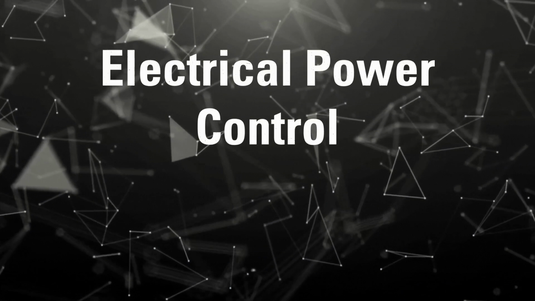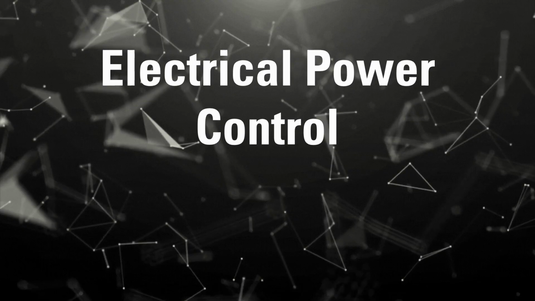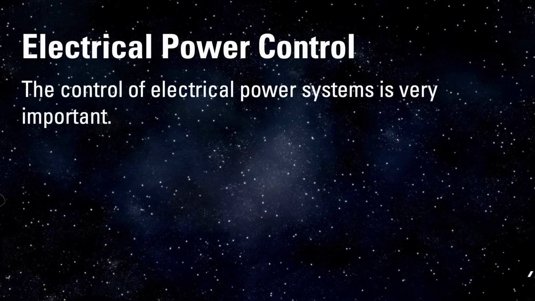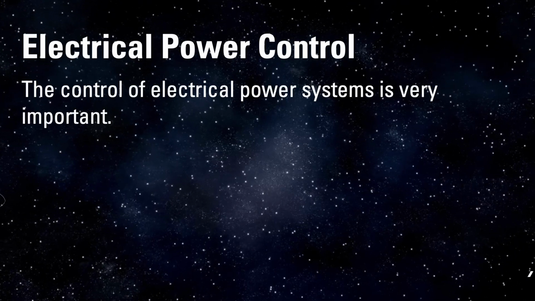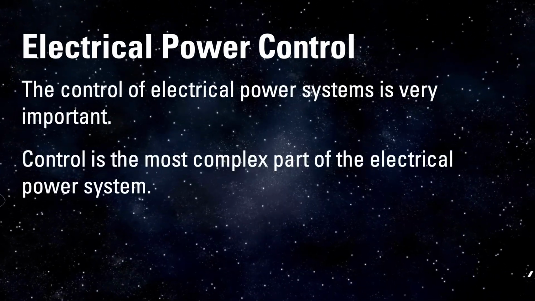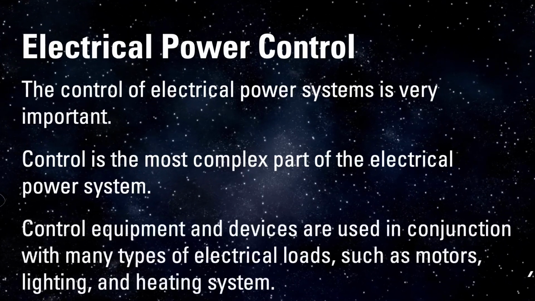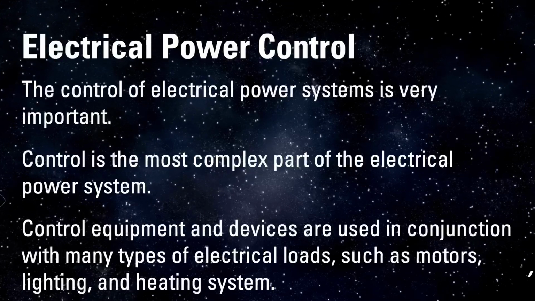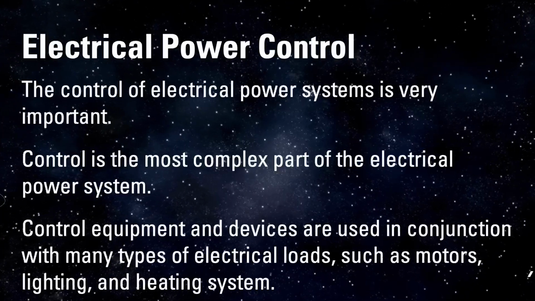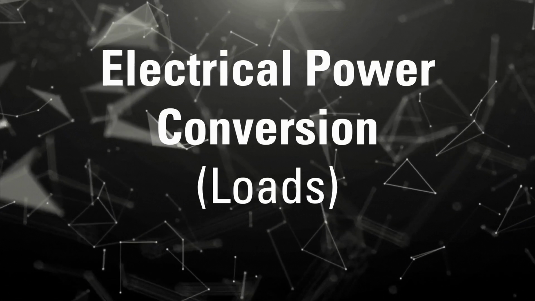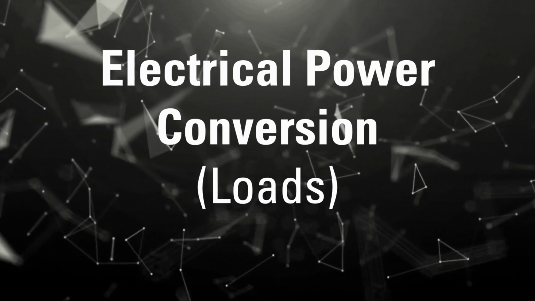What is electrical power control? The control of electrical power systems is very important. Control is the most complex part of the electrical power system. Control equipment and devices are used in conjunction with many types of electrical loads, such as motors, lighting, and heating systems. Let's now discuss electrical power conversion, or loads.